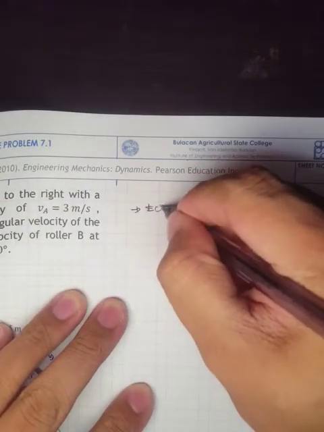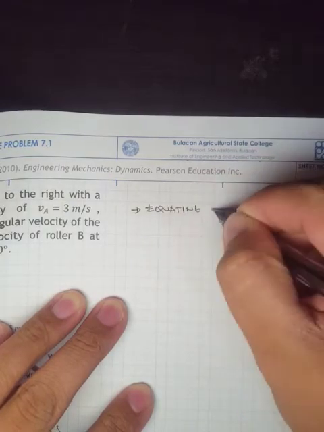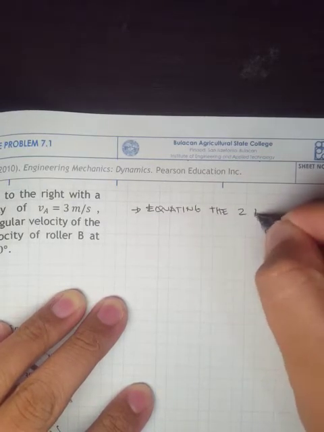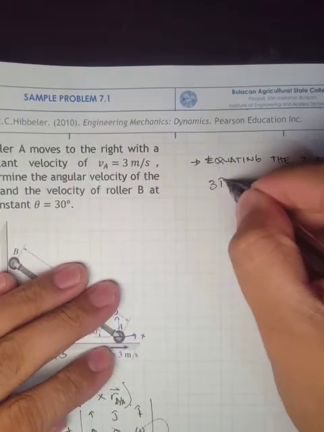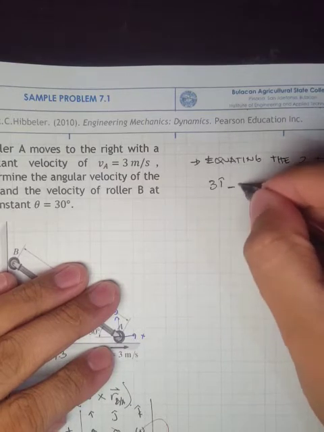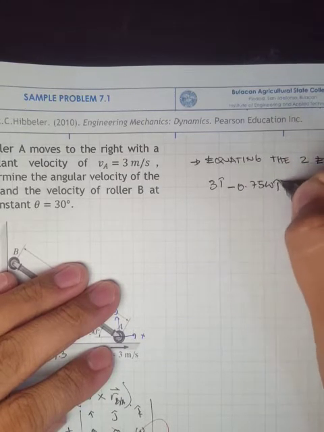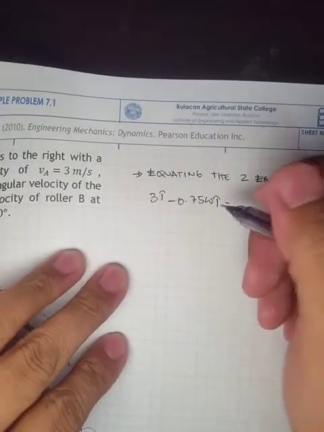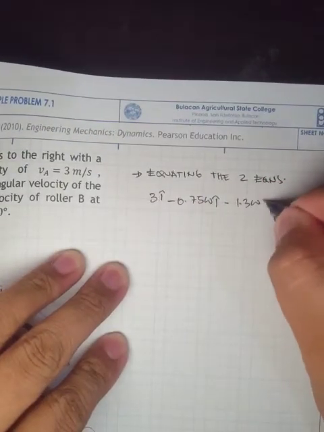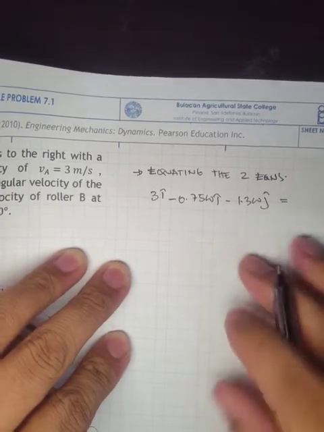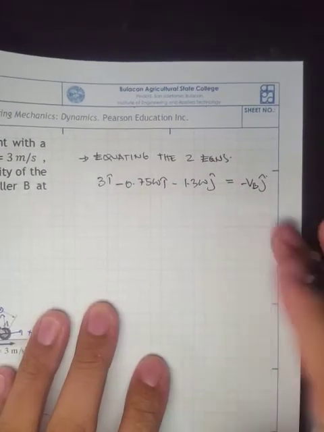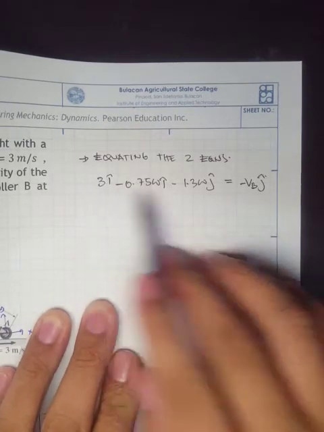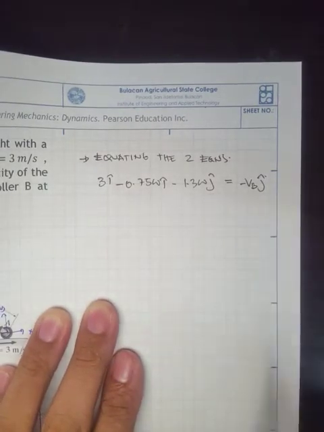So here, let's equate. Okay, so 3i minus 0.725ω i minus 1.3ω j is just equal to this one, the negative vB j. So we have a vector on the left side and then another vector on the right hand side.